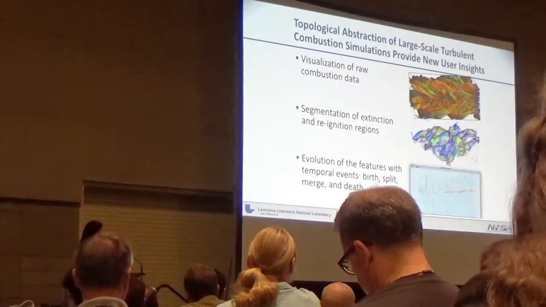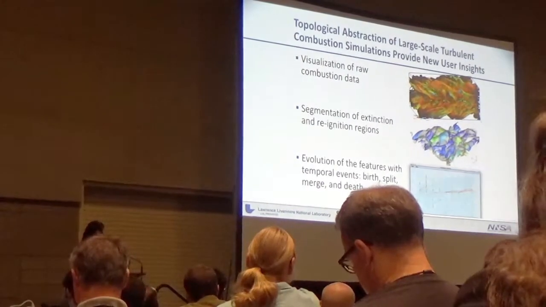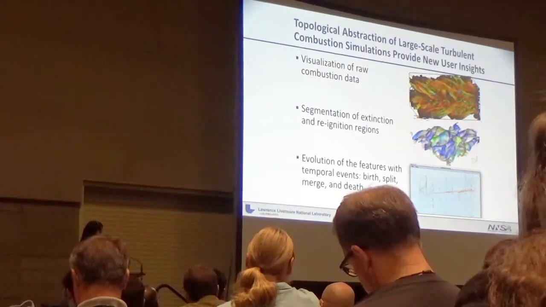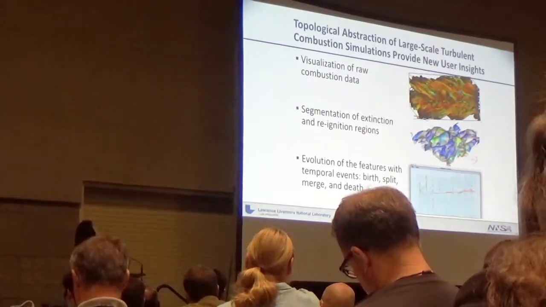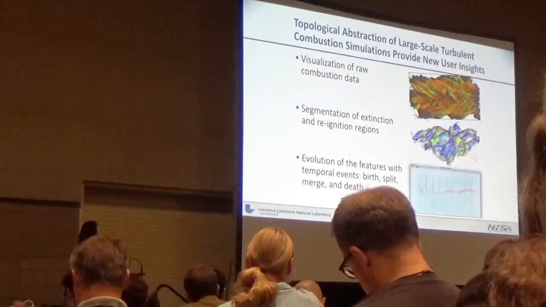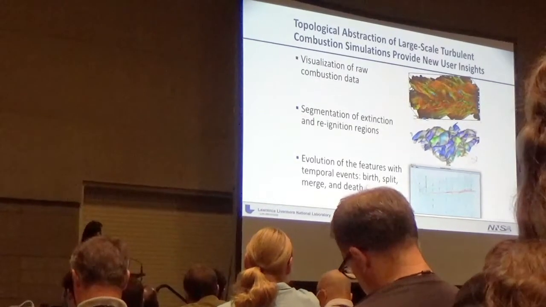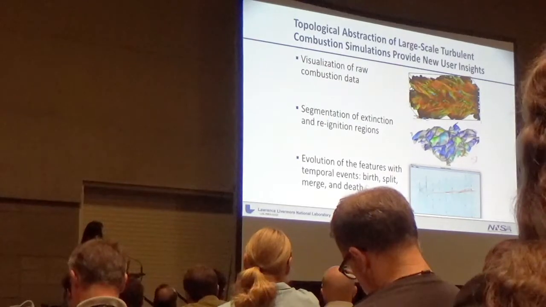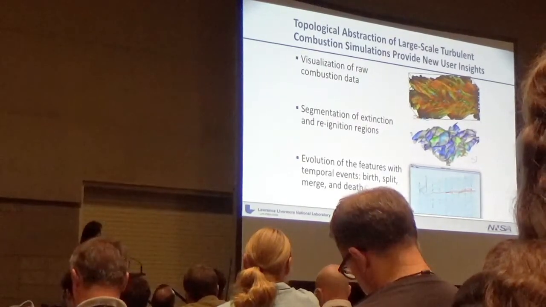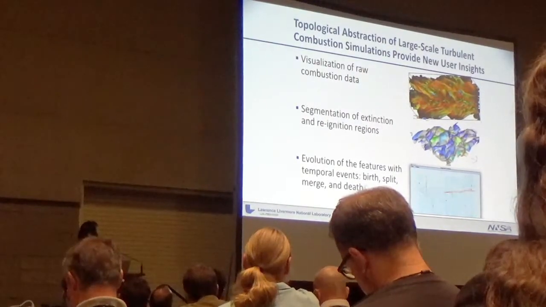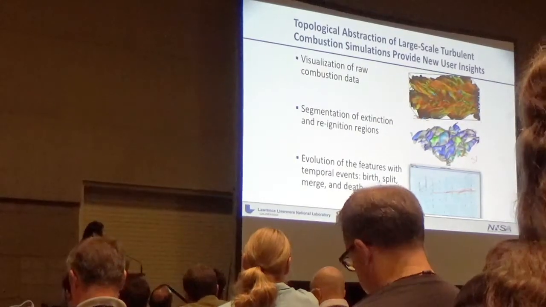And this is concisely depicted in this tracking graph where time is this horizontal axis, and each of these blue lines represents one feature or component as it's tracked in time. These extinction pockets can form at any given time. They're birthed, or they can divide depending on the underlying local field, turbulence field.